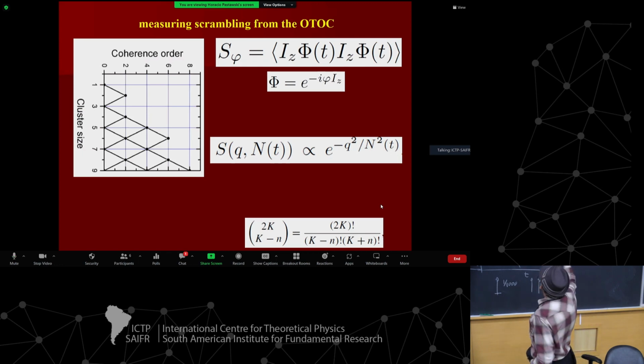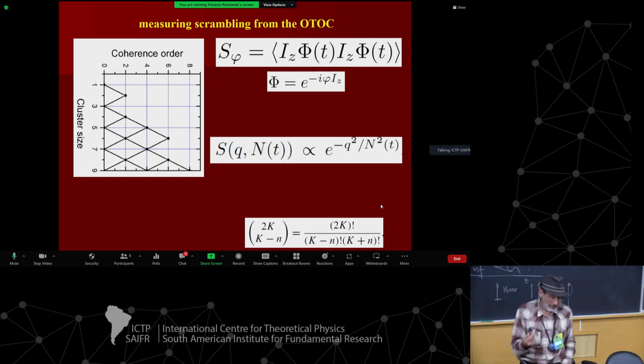That is, essentially, we have the initial state, we put the phase, it evolves, I put the phase at a given time, and do the backward evolution. No, the measurement is always after the backward evolution. I excite, I evolve with the Hamiltonian, I put the phase, I under-evolve, and I measure. That's what I do. And this is seen as an LE&OTOC.